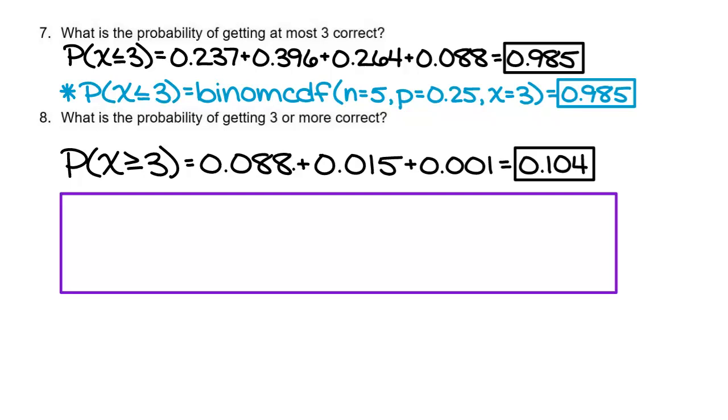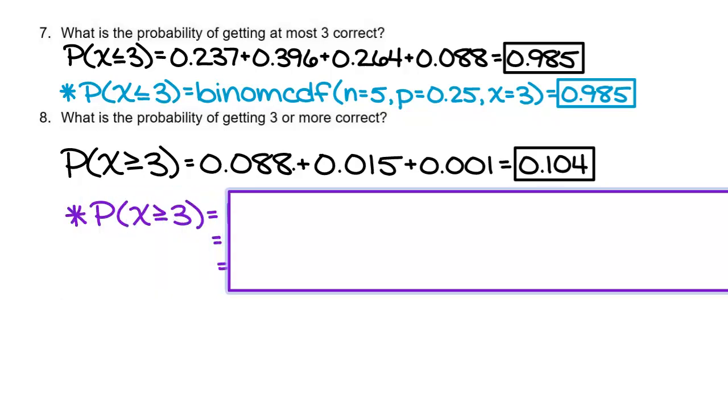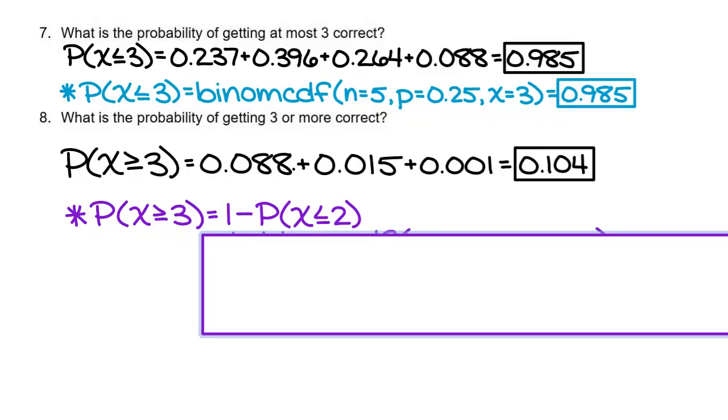I want to use the calculator to do this one too, but I have a problem because this is a greater than, right? My calculator only does less thans. So I'm going to have to figure out another way to write this. Instead of adding these 3 together, what else could I have done? I could have subtracted. I could have done 1 minus and add all the ones that are less than this, right? What are the things that are less than 3? 0, 1, and 2, right? So I could do 1 minus the probability that x is less than or equal to 2.